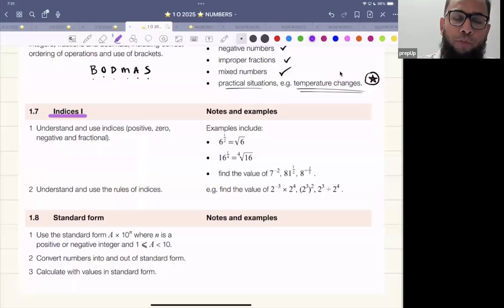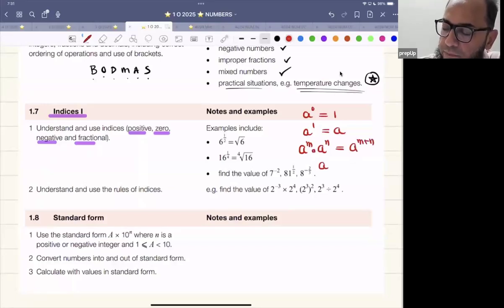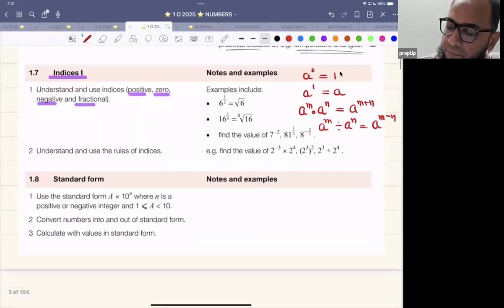Now, indices is divided into 2 parts. They have put half of the indices in numbers, arithmetic, that's another name for numbers, and half of the indices in algebra. So now, understand and use indices: positive, zero, negative, fraction. Let me write down the rules over here. A raised to power of 0 is 1. A raised to power of 1 is the number itself. A to the power m into A to the power n: if the bases are the same, the powers add up in multiplication. In division, a to the power m divided by a to the power n is a to the power m minus n.